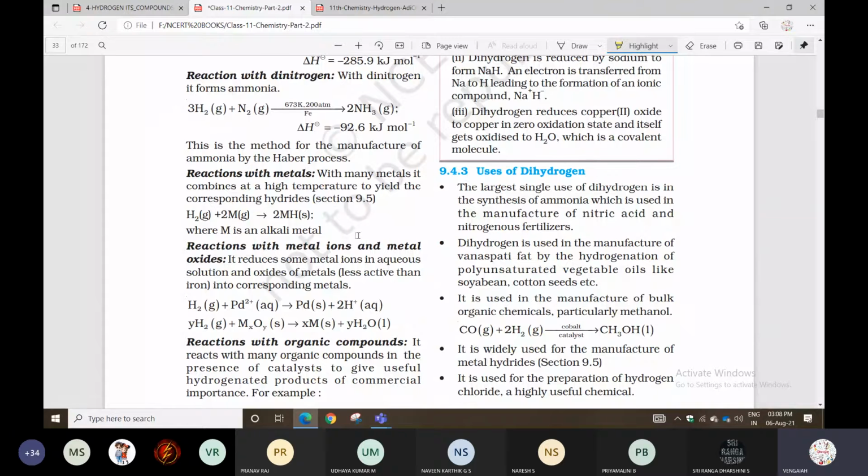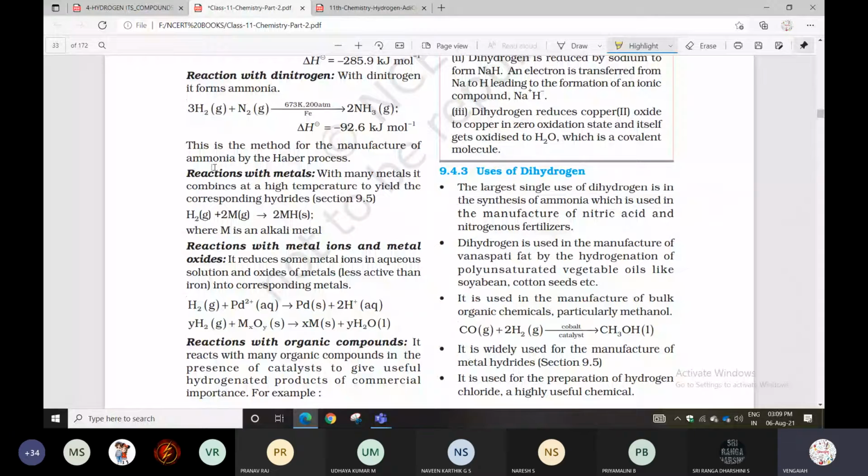So they have given all the things also. It reacts with metal ions, it reacts with metal oxides. Dihydrogen will be reacting with dioxygen, dinitrogen, dihalogen, like many things will be there. You can take now metal ions, metal oxides.